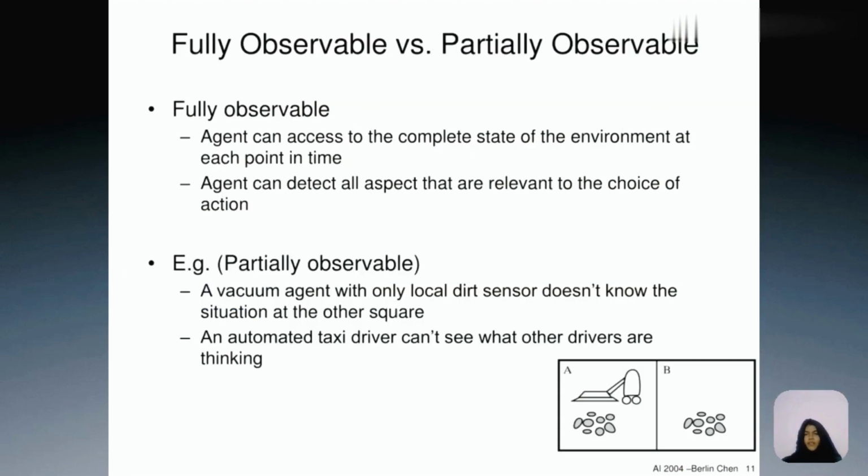Next is fully observable versus partially observable. Fully observable is where the agent has access to the complete state of the environment at each point in time. The agent can detect all aspects that are relevant to the choice of action. Example of partially observable: a vacuum agent with only a local dirt sensor doesn't know the situation at the other square. An automated taxi driver can't see what other drivers are thinking.